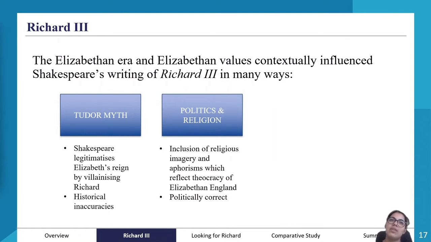So a good example of that is towards the end, just before the Battle of Bosworth Field, when Richard dreams of the ghosts of the people he's killed, and one of them is Buckingham, and Buckingham says, "God and good angels fight on Richmond's side. Richard falls in the height of his own pride." I think that's the quote, pretty sure, word by word.